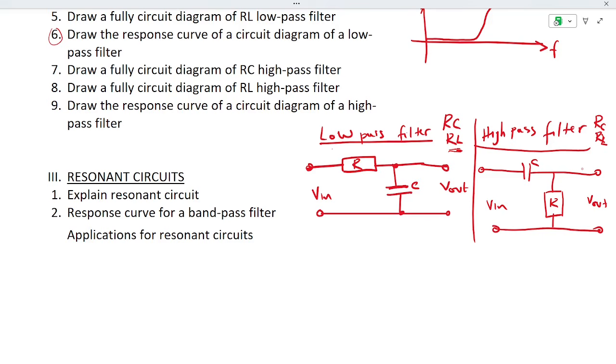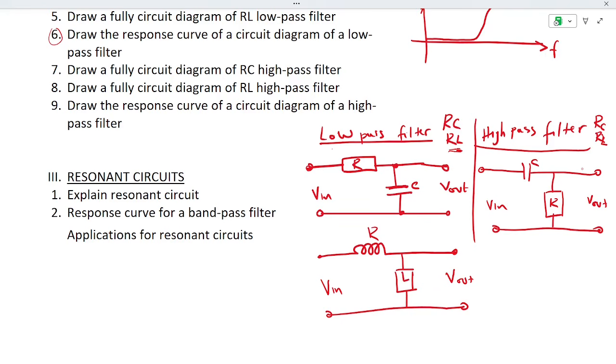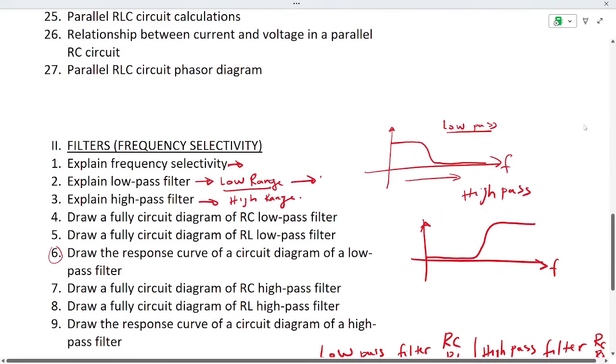So our RL low pass filter is actually going to be here. Instead of having a resistor first, you have an inductor first as a low pass, and then a resistor. Your output is connected across the resistor like that. So V in, V out. So this is RL. It's still low pass, and the response curve is still going to be the same.